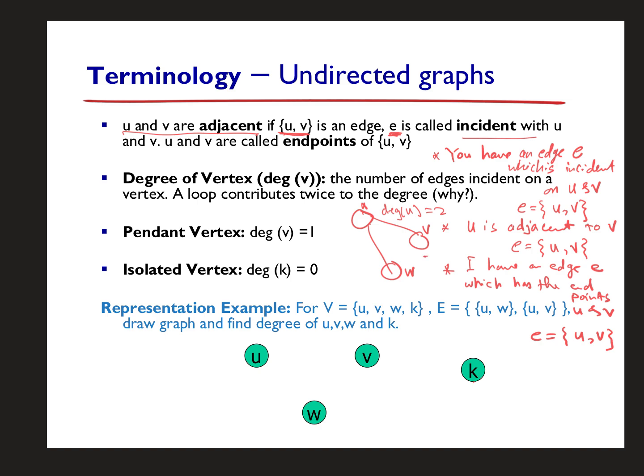What about the degree of V? How many edges are connected to V? Only 1. So the degree of V is equal to 1. What about W? There is only 1 edge connected to W, so the degree of W is equal to 1. Okay? So that's the definition of degree. Now, under that definition, there are 2 important cases. One of them is a pendant vertex, which means that it has degree 1. That covers W and V here. Each one of them has degree equal to 1, and we call that a pendant vertex.